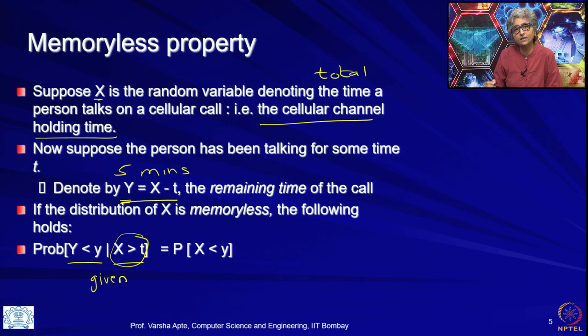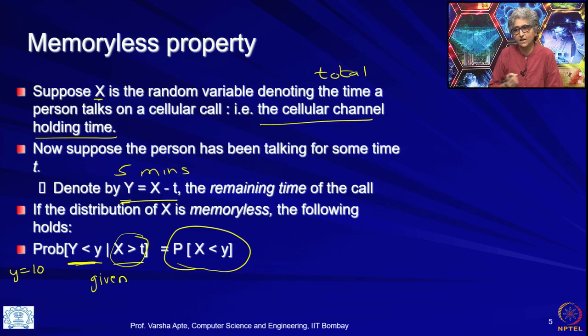So given that the call duration is going to be greater than 5 minutes, this is asking the probability as to whether the remaining time is less than, say, 10 minutes. Let us say if y is equal to 10, then I am asking what is the probability that the remaining time is less than 10 minutes. That means I am actually asking the probability of the person going to be talking for 10 more minutes. Okay. It turns out this probability is the same as the total time being less than 10 minutes. What does that mean? It means as if the call just started.